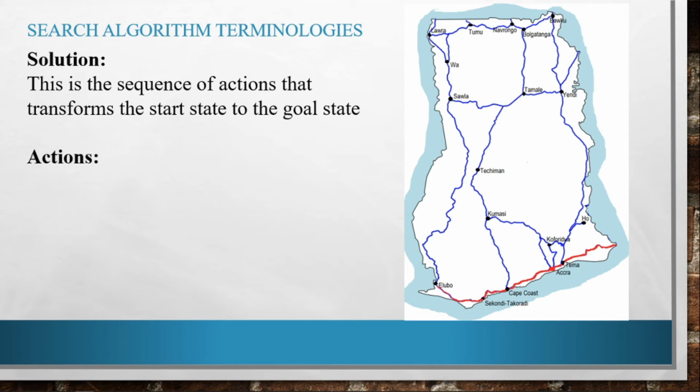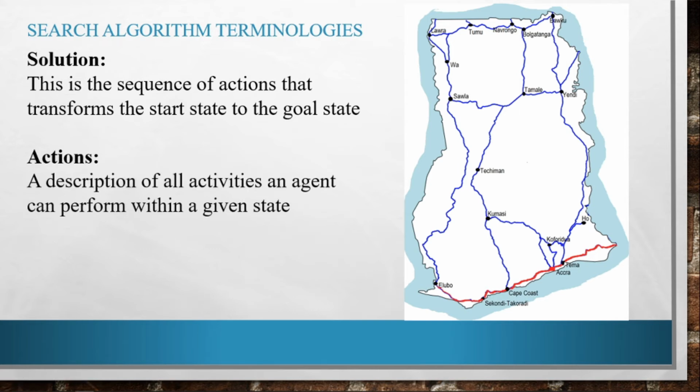And then the next one is action. Action is a description of all activities an agent can perform within a given state. So currently the state is Navrongo. He can choose to move to the left of his start state. So moving to the left becomes an action the agent can perform, or moving to the right becomes an action the agent performs. So action simply means the description of all activities an agent can perform within his given state.